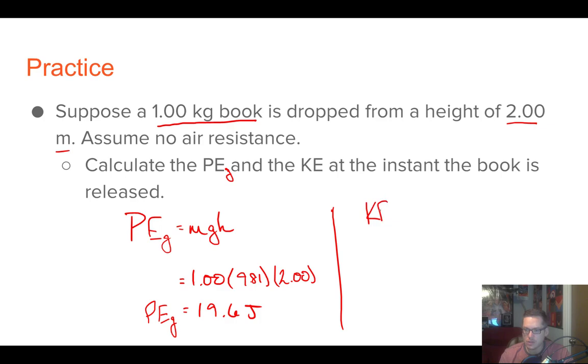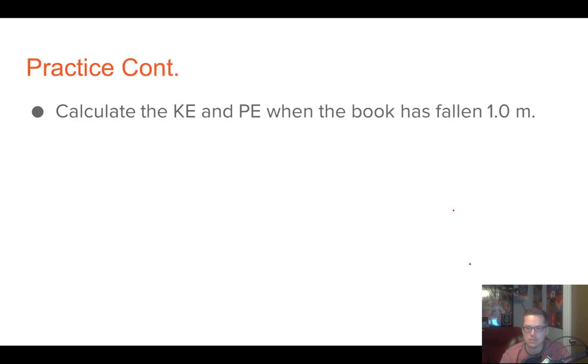Well, the kinetic energy is going to be equal to 1/2 mv squared. We know that the mass of the book is 1.00, but what's the velocity? The velocity hasn't changed, right? This is right as we're dropping it, so the velocity is 0. That means our kinetic energy when we start is equal to 0 joules. And that makes sense, because we haven't started to drop it yet, so it hasn't started to move, therefore the kinetic energy would have to be 0. Now we want to find the kinetic and potential energy when the book is falling.